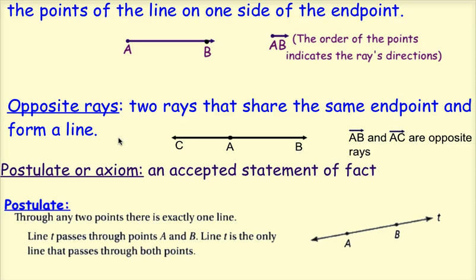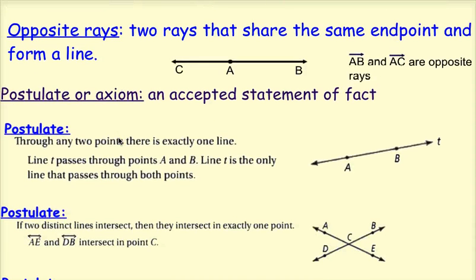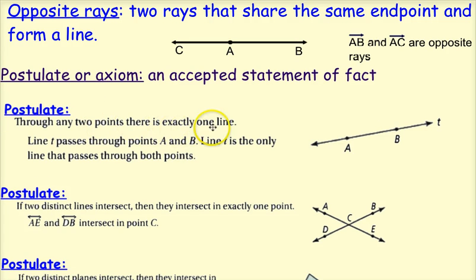Now that's it for our words that we're going to define today, but we have a few postulates that we're just going to go through. And most of these are written on your note sheet, but you can just add to it what needs to be added. A postulate or axiom is something that is an accepted statement of fact. So the first one that we have is through any 2 points there is exactly one line. So if I have 2 points A and B, there's only one line that can be drawn through those 2 points. Line T passes through points A and B. Line T is the only line that could pass through both points. So there's only one line that can go through 2 points.